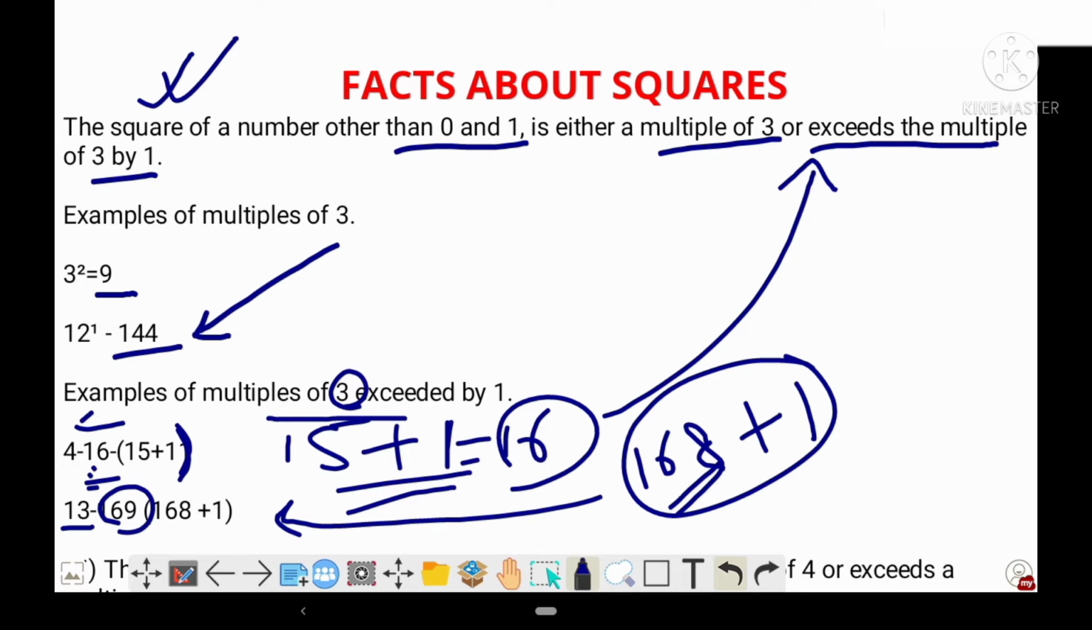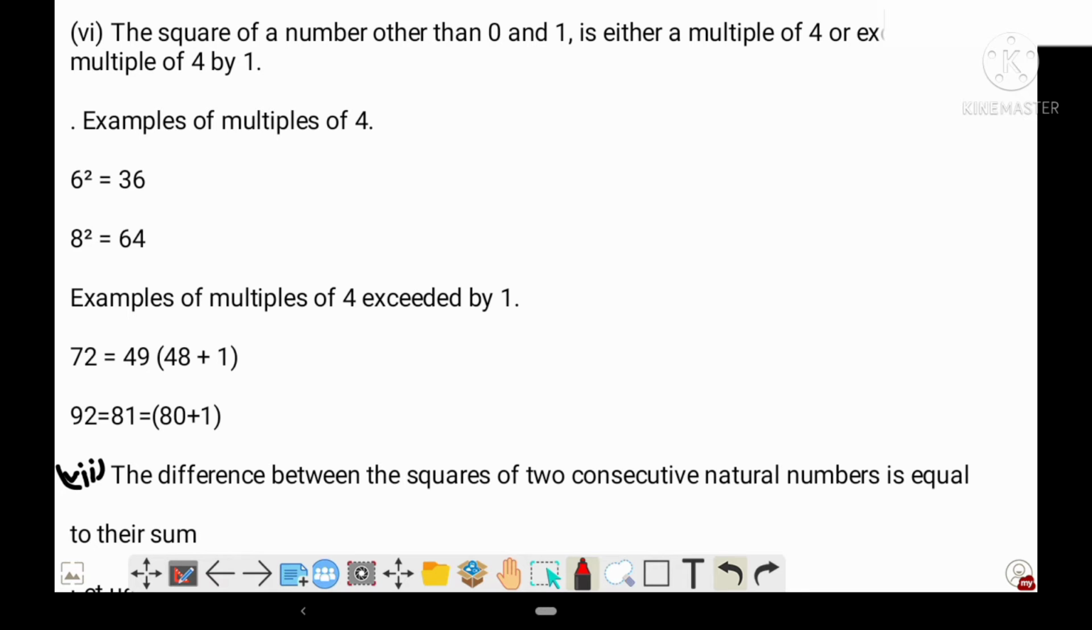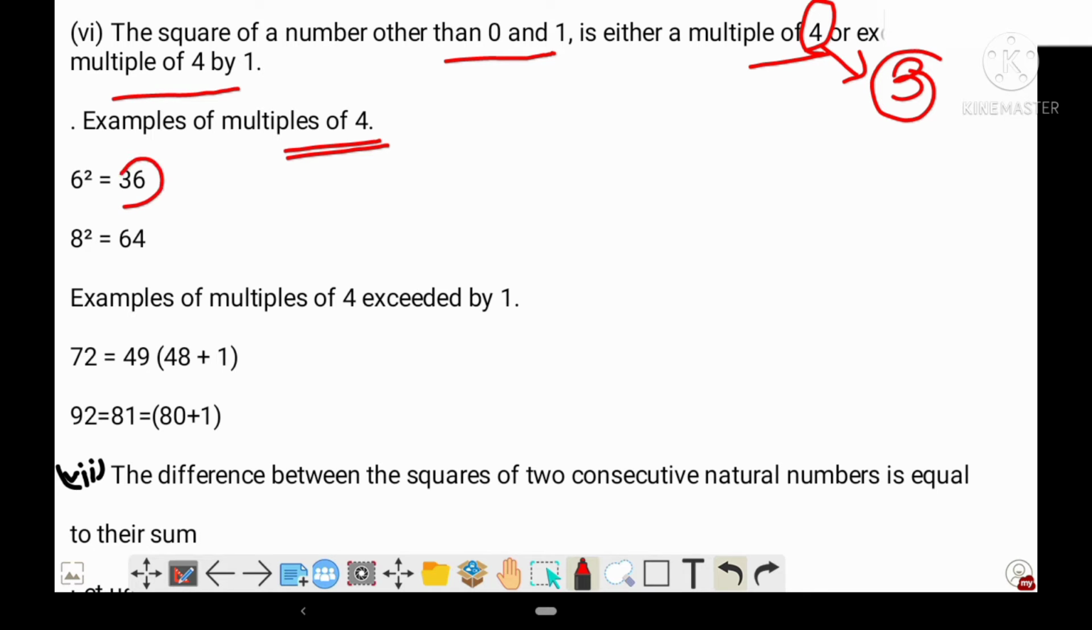So let us see. Okay, so here it is. The square of a number other than 0 and 1 is either a multiple of 4 or exceeds a multiple of 4 by 1. It is the same as the previous one, isn't it? If you compare, the only change here is 3. Earlier it was 3 and now we have 4. Now compare. Examples of multiples of 4: 6 square is 36, so it is a multiple of 4, right? 8 square is 64, again a multiple of 4.